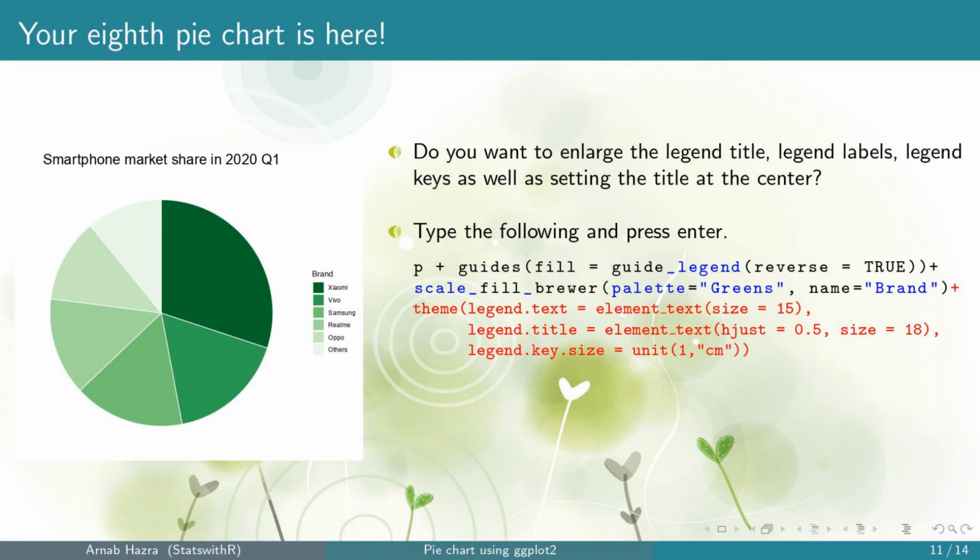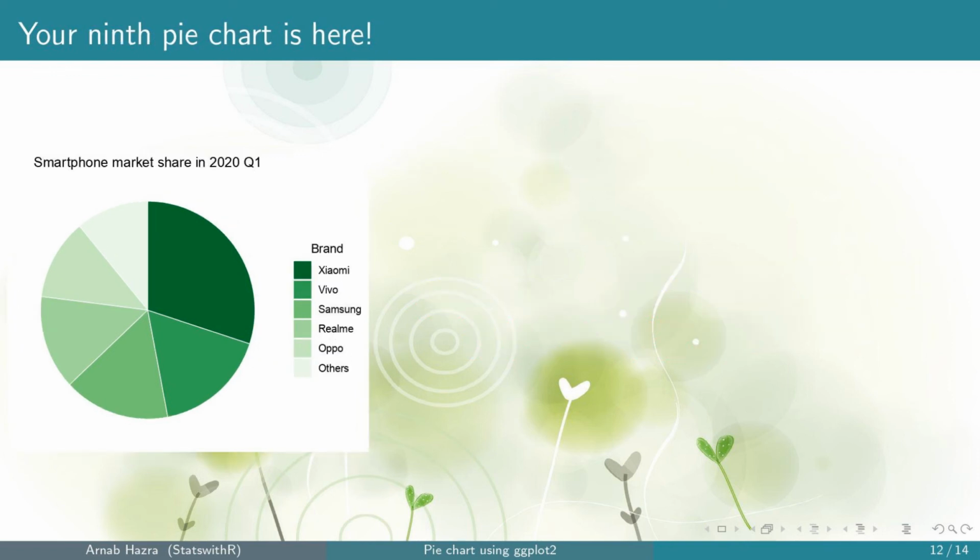Next, legend.key.size equals to unit(1, "cm") within quotes. This increases the size of the legend keys. Now press enter. Okay, you get your 9th pie chart. You can see that the legend title, legend labels and legend keys are large now, as well as the legend title is at the center.